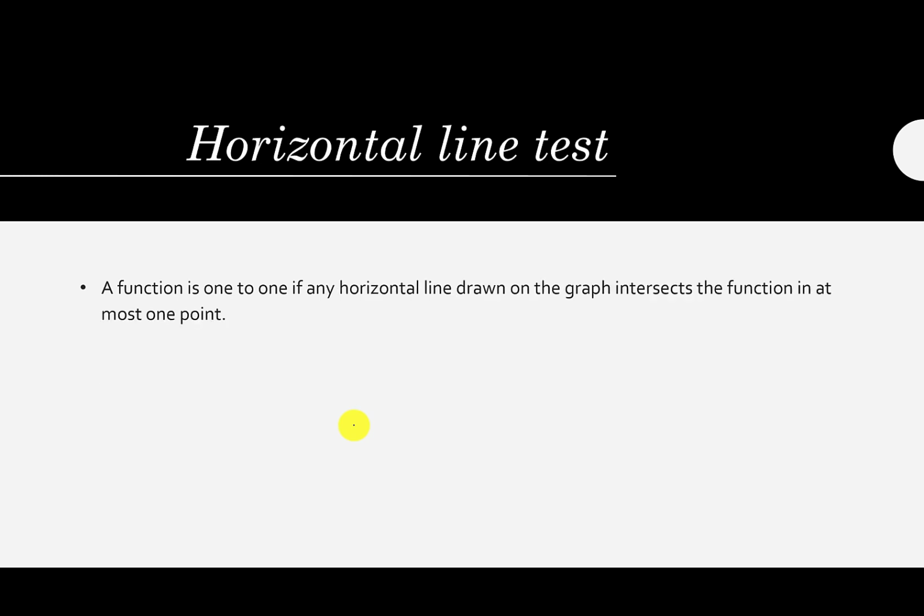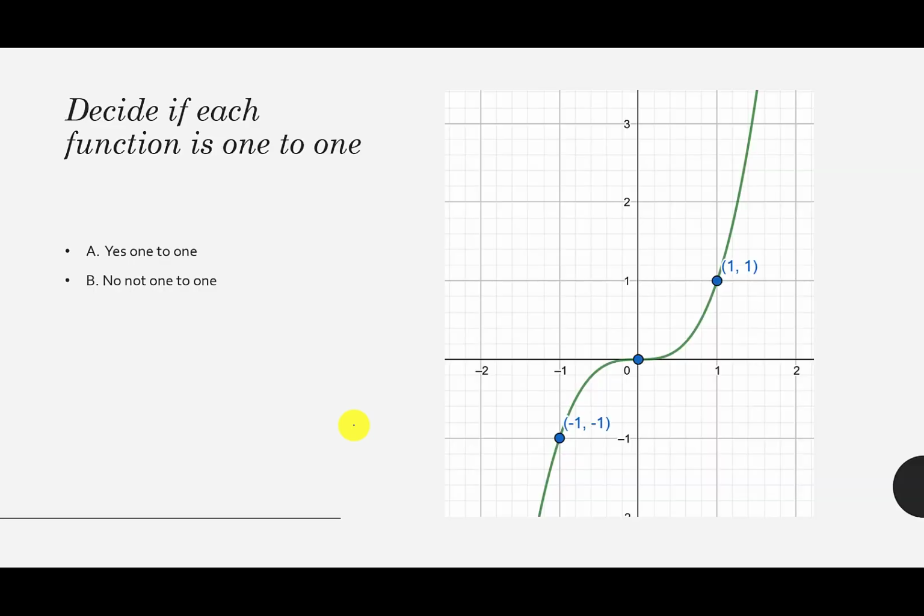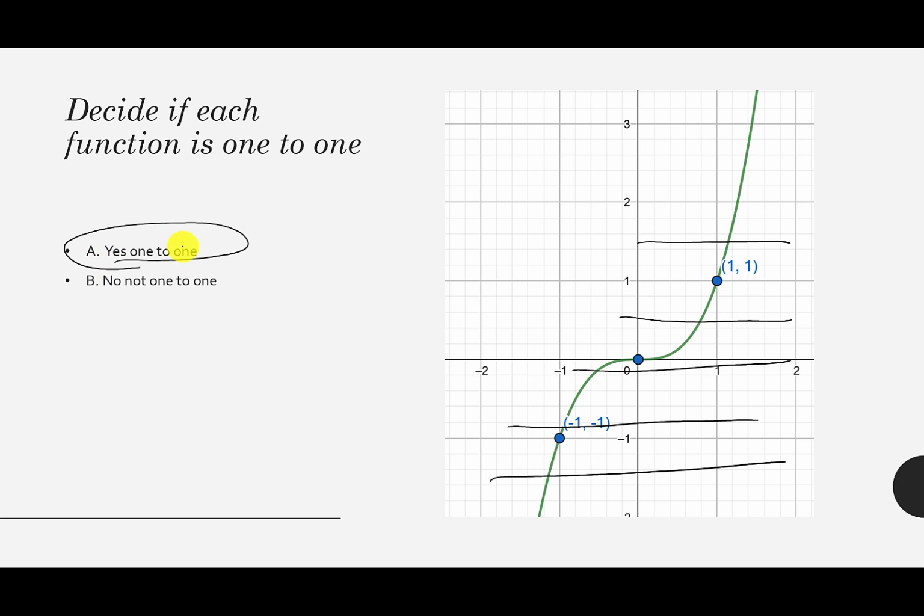The easiest way to see that is with the horizontal line test. A function is one-to-one if any horizontal line drawn on the graph intersects the function in at most one point. So let's take a look at a few graphs. This first graph, which is really just x cubed, do we think it's one-to-one? Imagine drawing some horizontal lines, and you can see that they're only intersecting the function in one place. So yes, this is one-to-one.